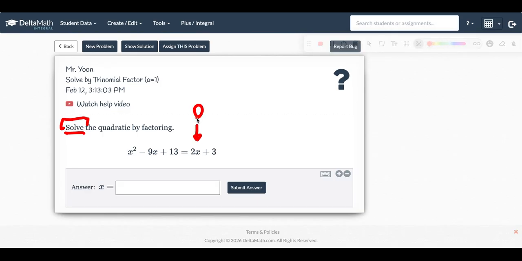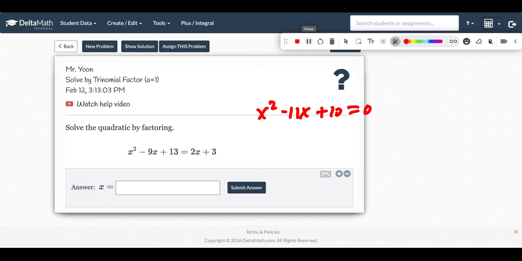We're going to make this side of the equation equal to 0. We're going to take away 2x from this side, and then we're going to take away the 3 from this side. But whatever we do to one side, we have to do to the other. And so now this side of the equation is going to say x squared minus 11x plus 10 equals 0, since there's nothing left on this side.